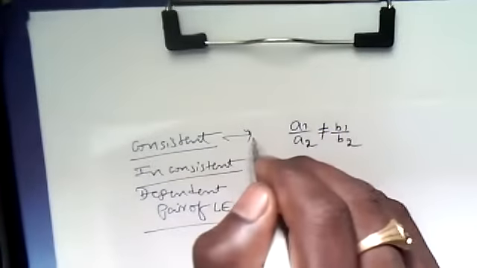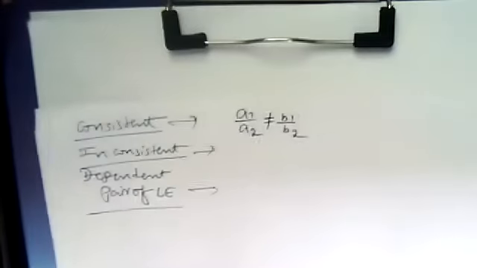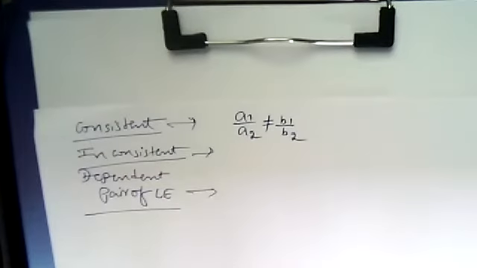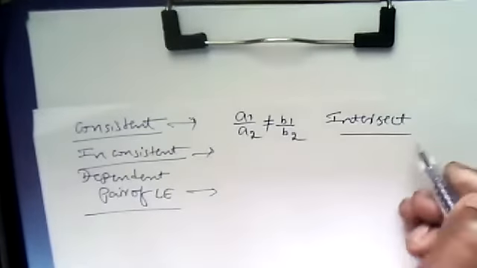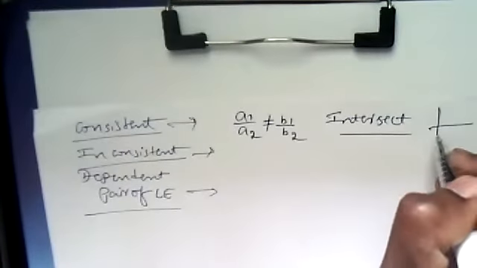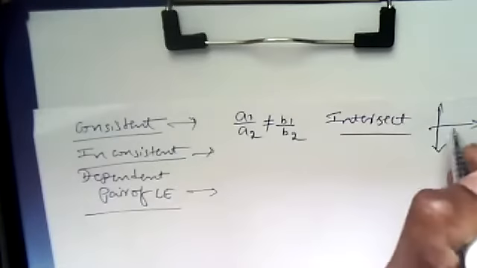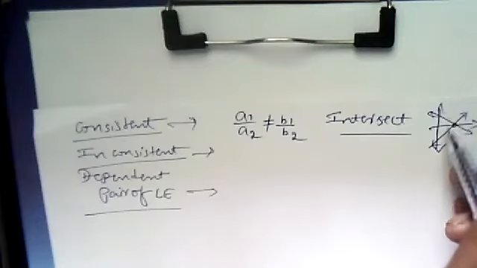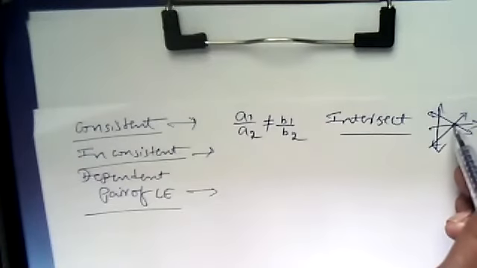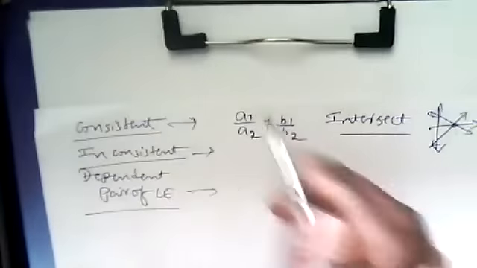When two lines are consistent, what is the property of the lines? Archit Kumar? Intersecting. The lines intersect in the graph. This is the graph, this is the X and Y axis, and we obtain graphs like this. Therefore, the two lines intersect at a particular point. This is about consistent.